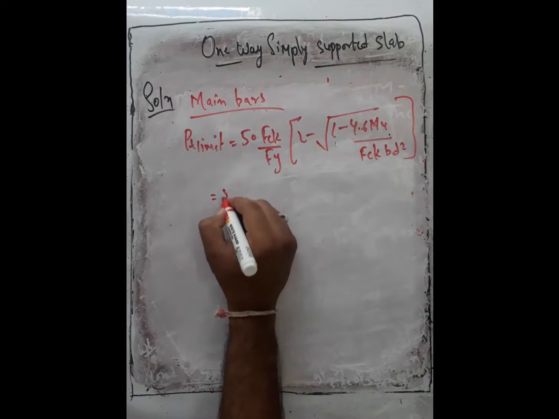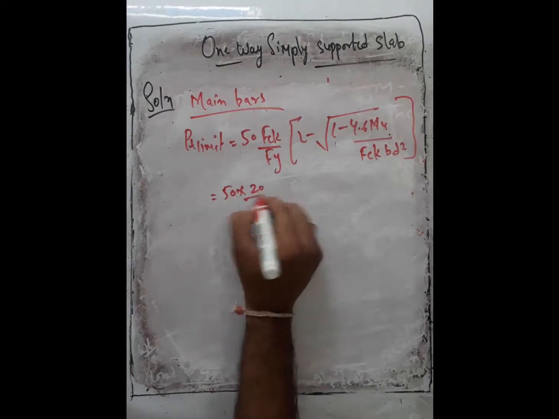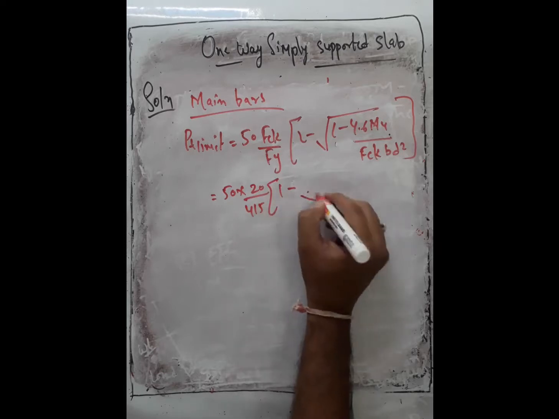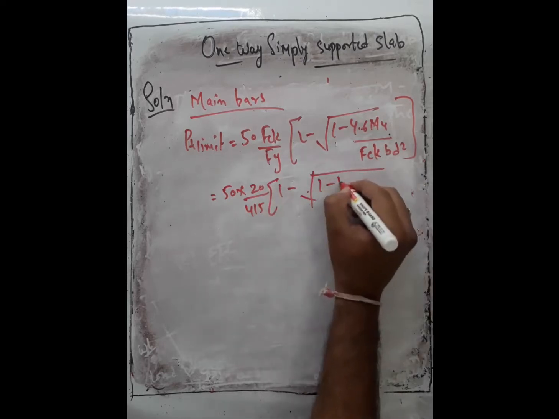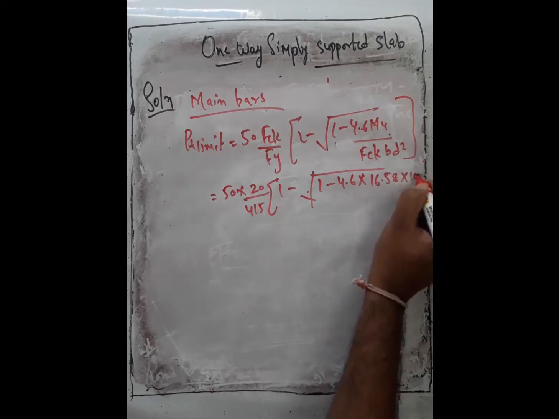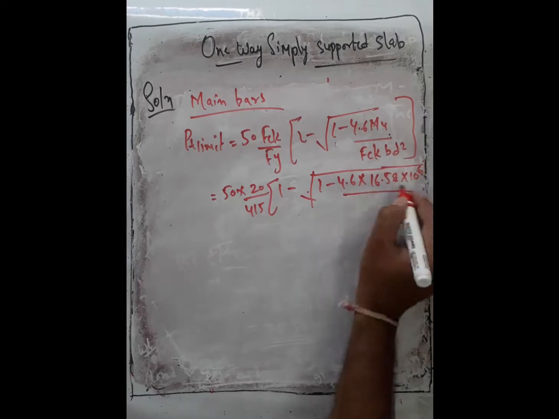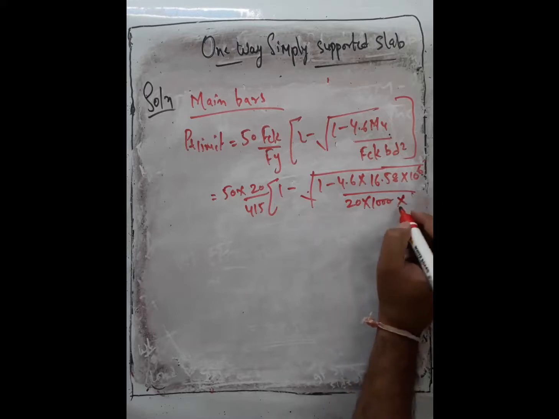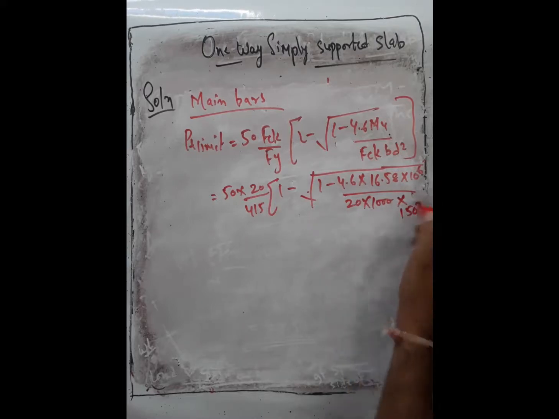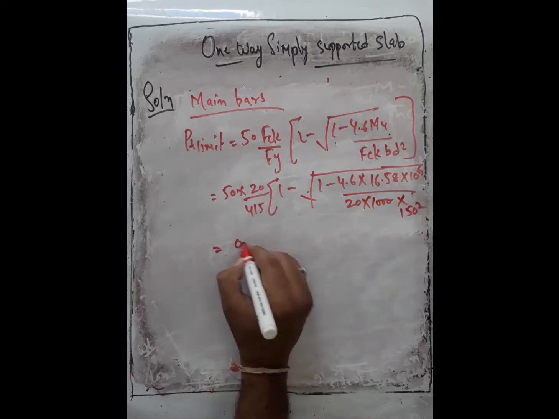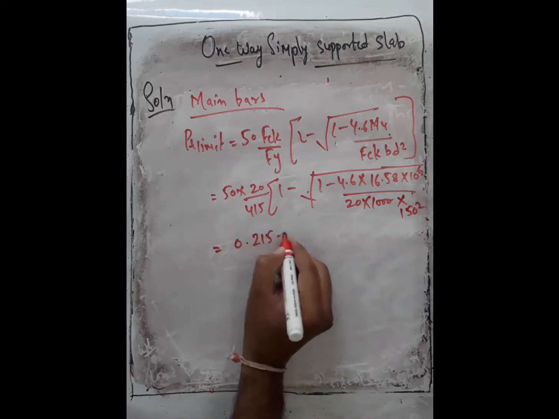Okay, so 50 into 20 upon 415, into 1 minus root of 1 minus 4.6 into Mu, which is 16.58 into 10 raised to the power 6, divided by 20 into 1000 into d square, means 150 square. So from here you get PT limit is equal to 0.215%.